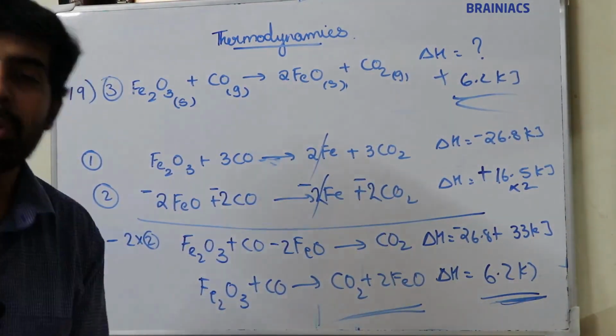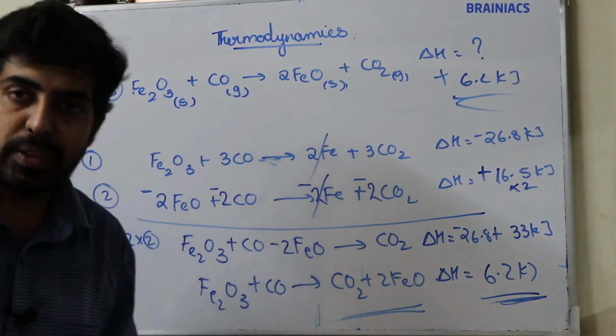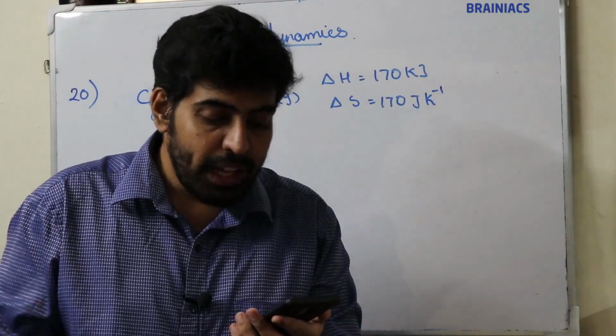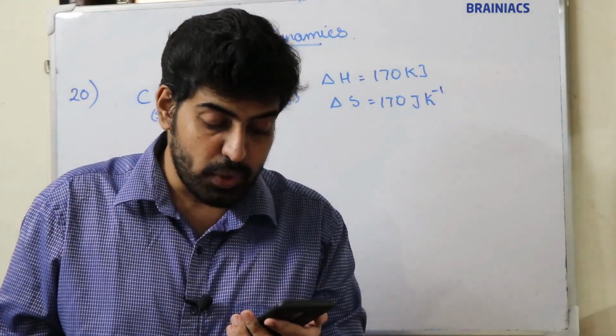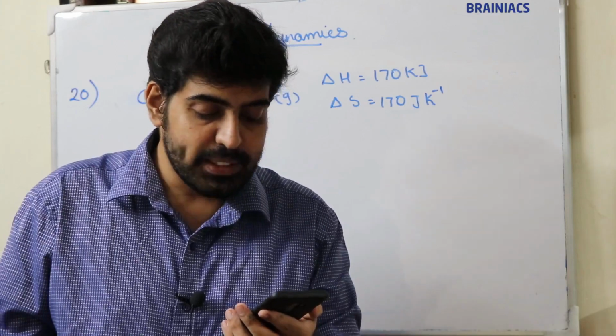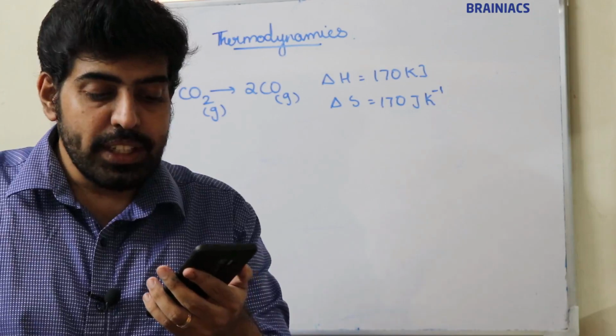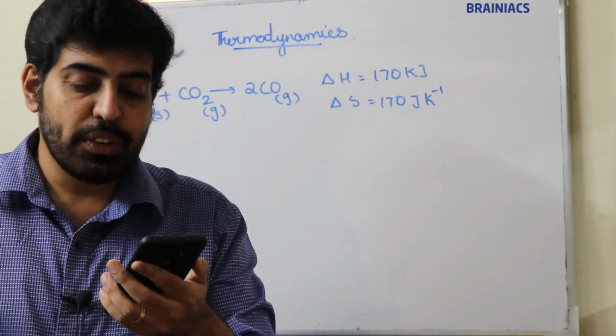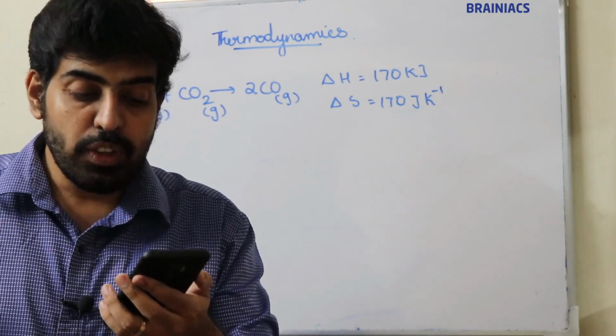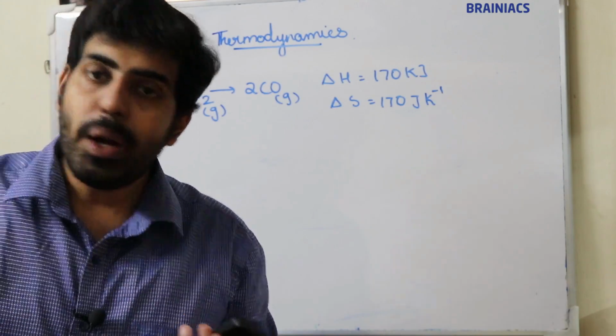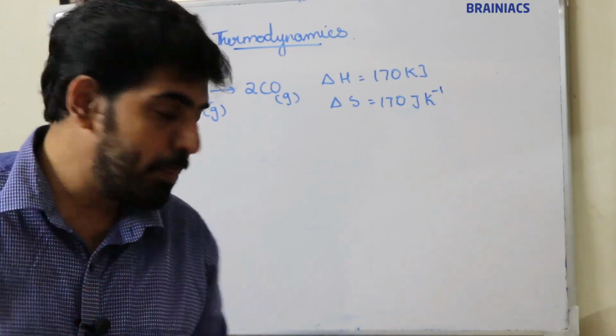I think it's clear. Moving on to next question, question number 20. The value of delta H and delta S for the reaction C graphite plus CO2 gas giving 2CO gas are 170 kilojoules and 170 joules Kelvin inverse respectively. The reaction will be spontaneous at what temperature? So we have to calculate temperature.